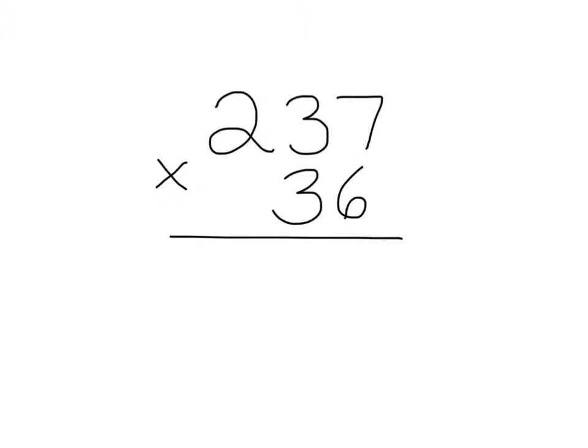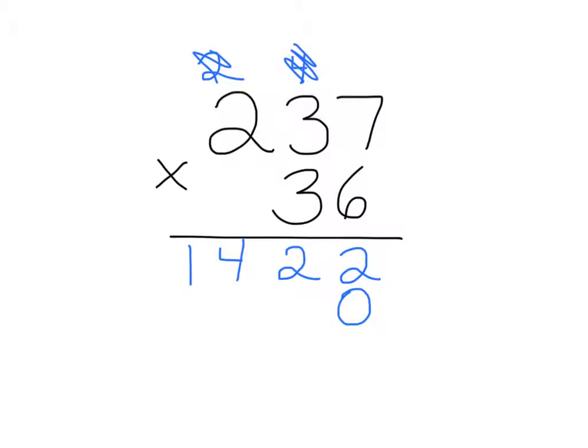So 6 times 7 is 42. Put the 2 here, carry the 4. 6 times 3 is 18, plus the 4 is 22. Put the 2 here, carry the 2. 6 times 2 is 12, plus 2 is 14. And now we cross these off, put a 0. 3 times 7 is 21. The 1 here, carry the 2. 3 times 3 is 9, plus 2 is 11. 3 times 2 is 6, plus 1 is 7.